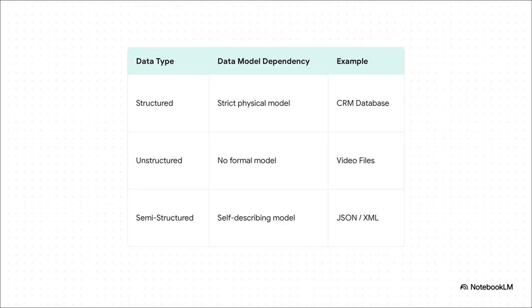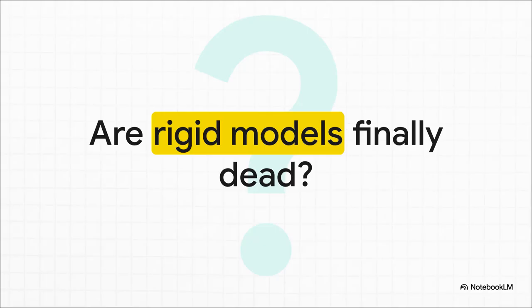Let's put this into perspective with a crystal clear takeaway. Structured data relies on a strict physical model. Think of your CRM databases. Unstructured data has no formal model, like your video files, and semi-structured data uses a self-describing model, like JSON or XML. The rigidity of the data model is literally what fundamentally separates how we store, manage, and extract value from these assets. As we wrap up this explainer, I want to leave you with a bit of a provocative thought.